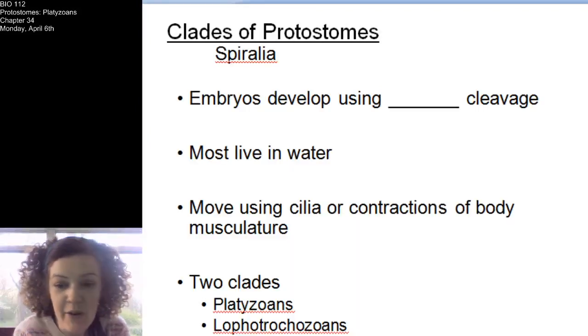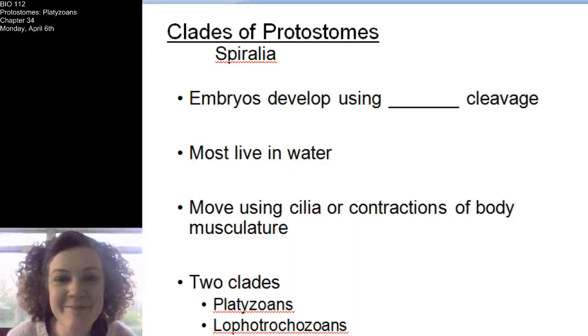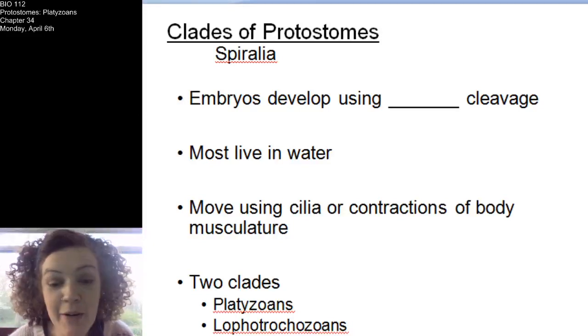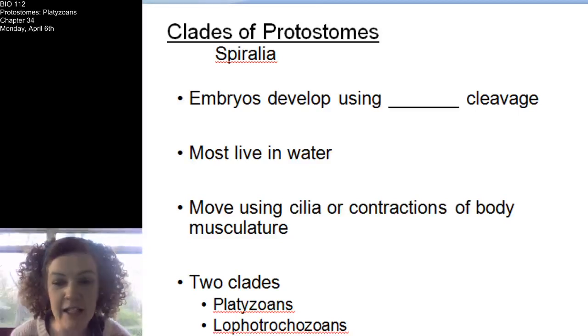All right, so I just said it, but just like in class. Remember, so embryos develop using what kind of cleavage? Spiral, that's right. Okay, most of these organisms live in water. They're aquatic, and they move using either contractions of their body musculature or cilia.